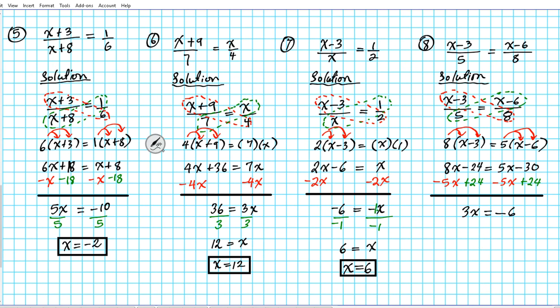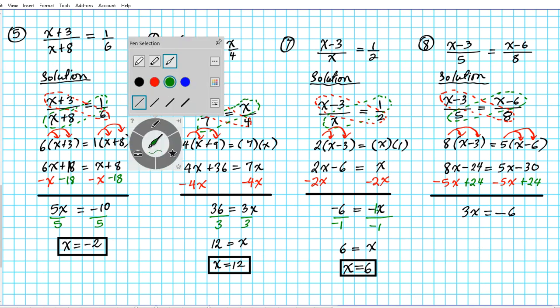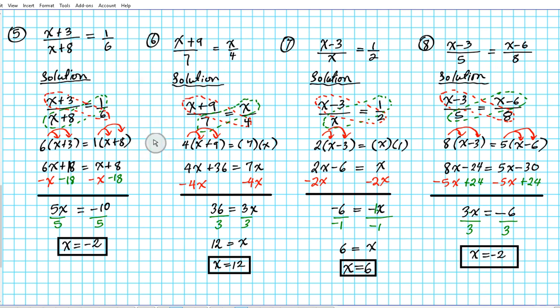Now to finish this off, we need to get x isolated. To do that, we are going to divide both sides by the coefficient of x, which is 3. So to undo that, 3 times x, we divide both sides by 3. And that gives us our final answer, x equals negative 2. Ladies and gentlemen, that is the answer to question number 8.